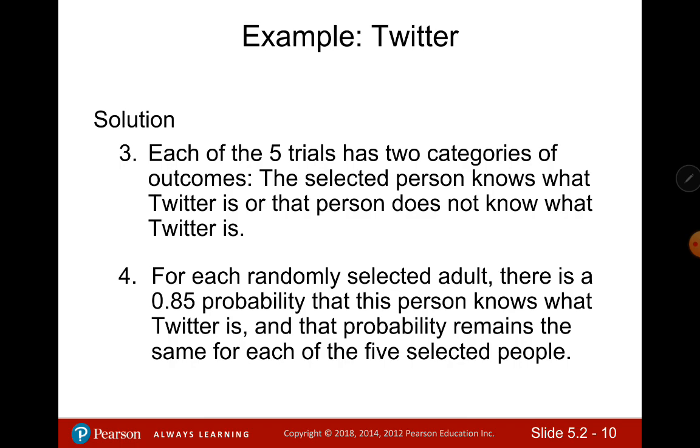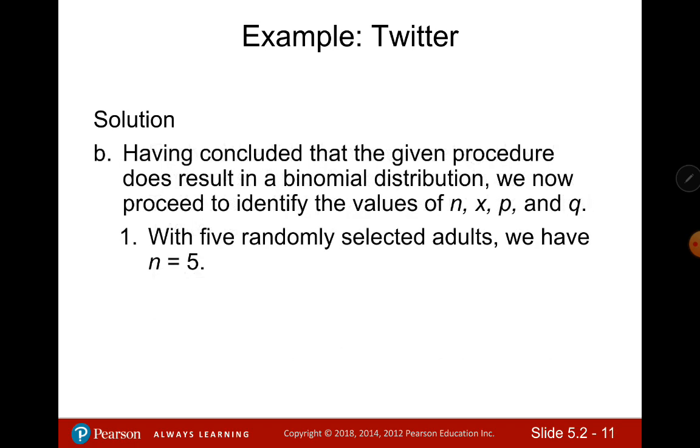Let's check the last one. We know there is a probability of 0.85 that one person knows Twitter, and I think the probability remains the same for each person. So the last requirement, that the probability of a success remains the same in all trials, is also satisfied. After we check all these 4 requirements, we know all of them are satisfied. Then we can say, yes, the result follows a binomial probability distribution.